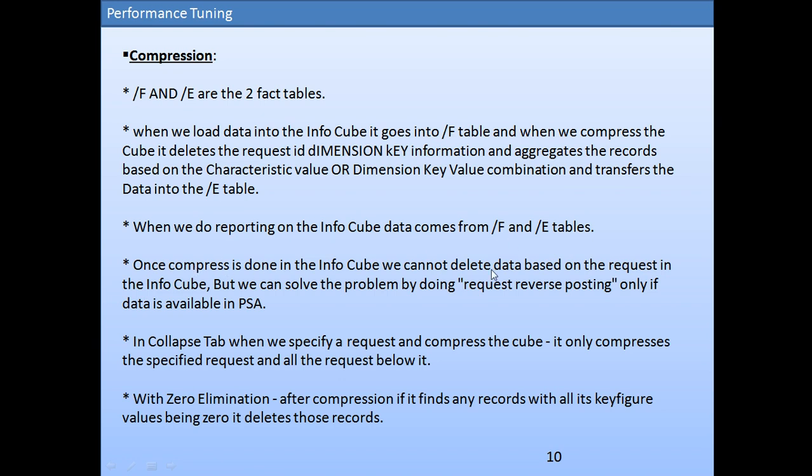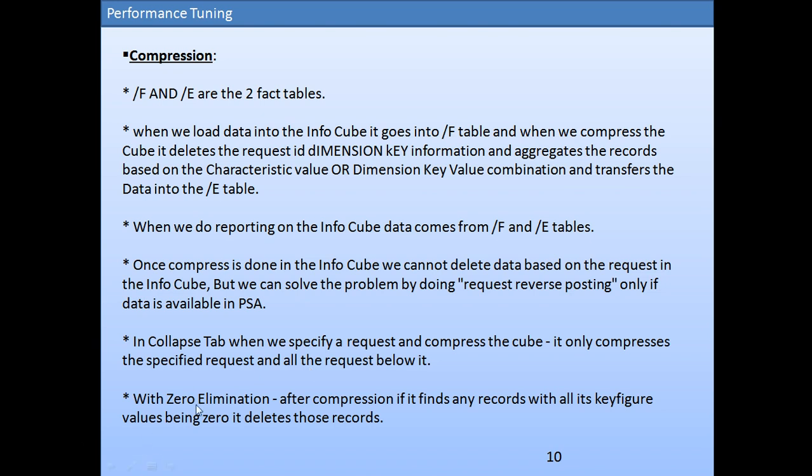And once compression is done, we cannot delete data based on request-wise. We can solve this problem by request reverse posting, that was old. But now we'll be doing selective deletion or doing minus ones, reverting values here. In the collapse tab, we can only specify the request. When you specify some request and compress it, it compresses that request and also compresses below it.